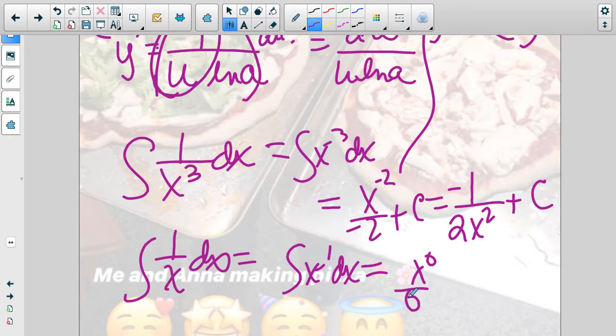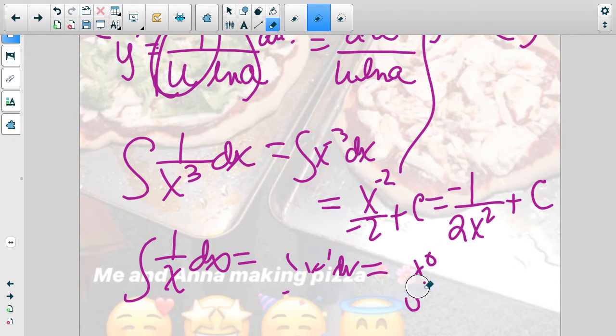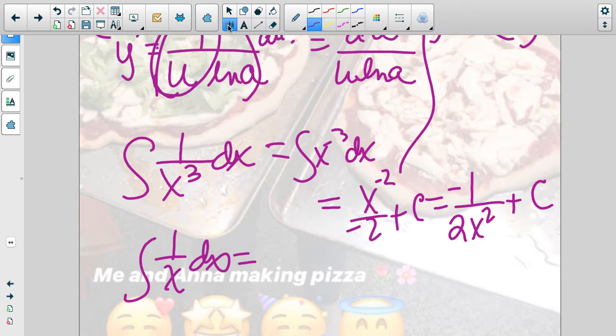However, once you've taken enough derivatives of logarithms, which you'll get to do for your homework over the weekend, you realize, oh, I keep going 1 over, 1 over, 1 over, okay? So the antiderivative of 1 over x is ln x plus c.